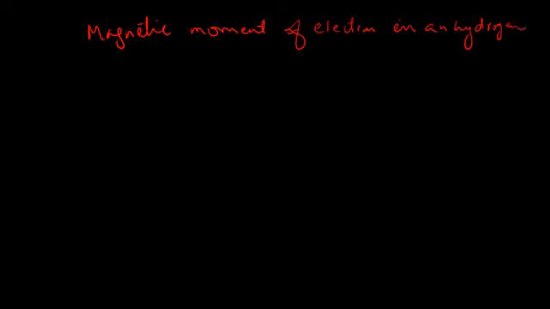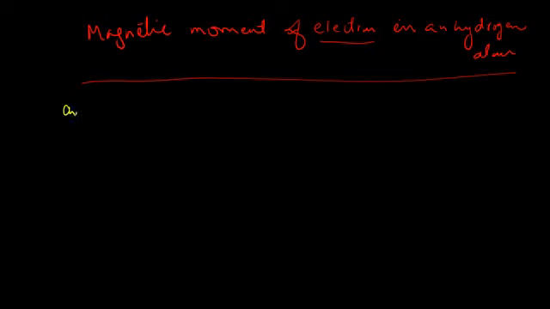Now we will consider the magnetic moment of the electron in a hydrogen atom. As you know, a hydrogen atom has only one electron. So here we will consider the magnetic moment of the electron within the hydrogen atom. The magnetic moment of an orbiting electron in a hydrogen atom depends on the angular momentum. Angular momentum decides the magnetic moment of the electron of the hydrogen atom.